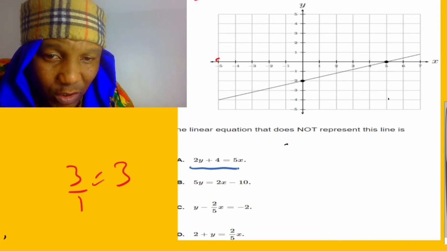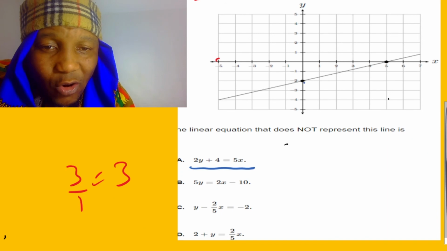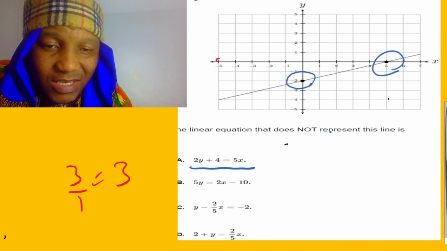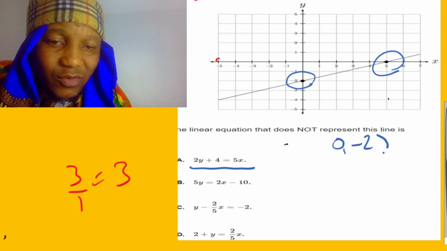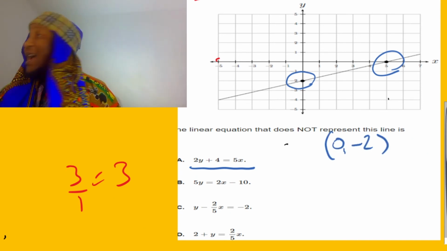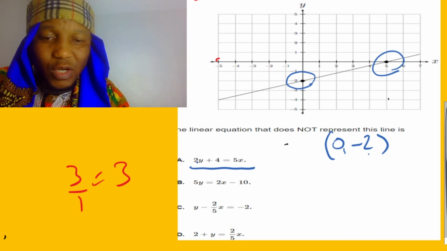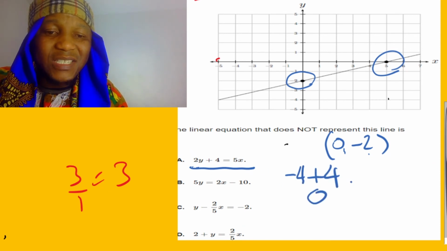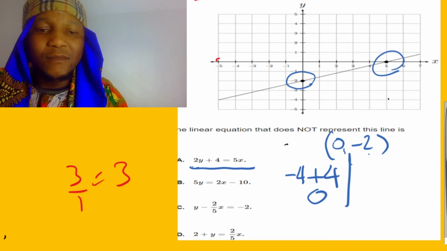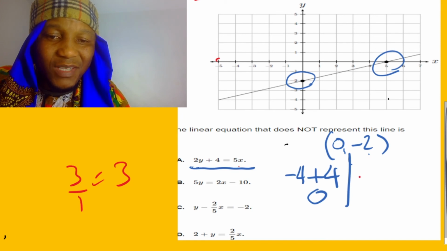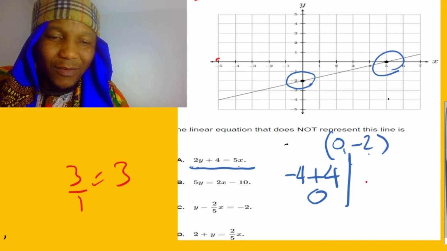If they say this is an equation of a line, take any coordinate which lies on the line, like this coordinate. For example, let's take this. This is (0, -2). Plug it in here. Left hand side must be equal to the right hand side. Look, what is the value of y? y equals -2. 2 times -2 equals -4 plus 4. So on the left hand side we get 0. Now let's see if it's going to be equal to the right hand side. So right hand side, I'm going to say 5 times x. What is x? 0. 5 times x gives us 0 too.